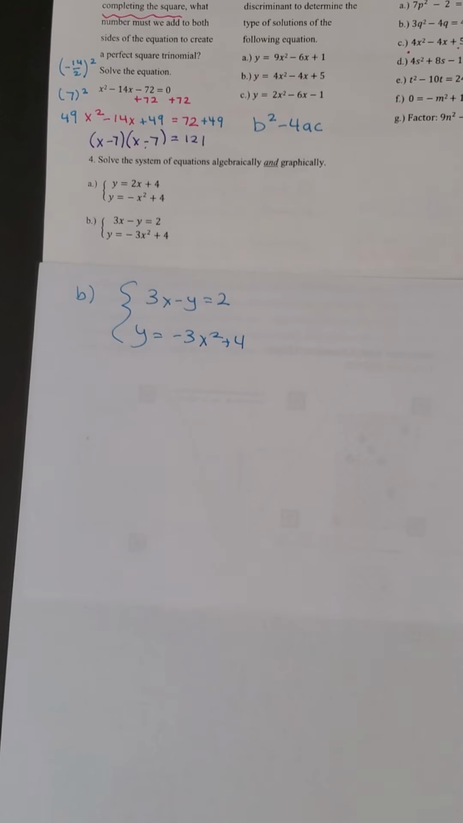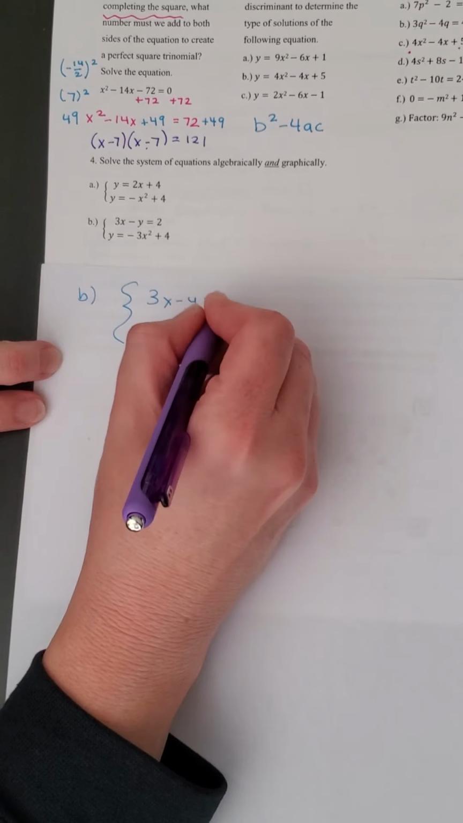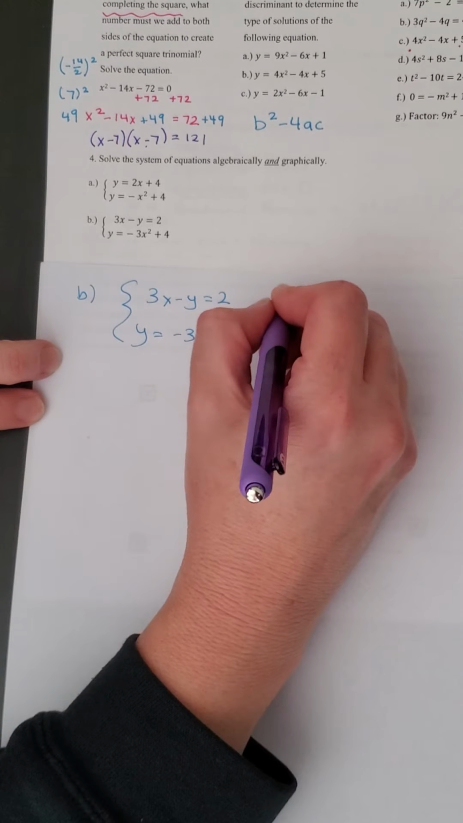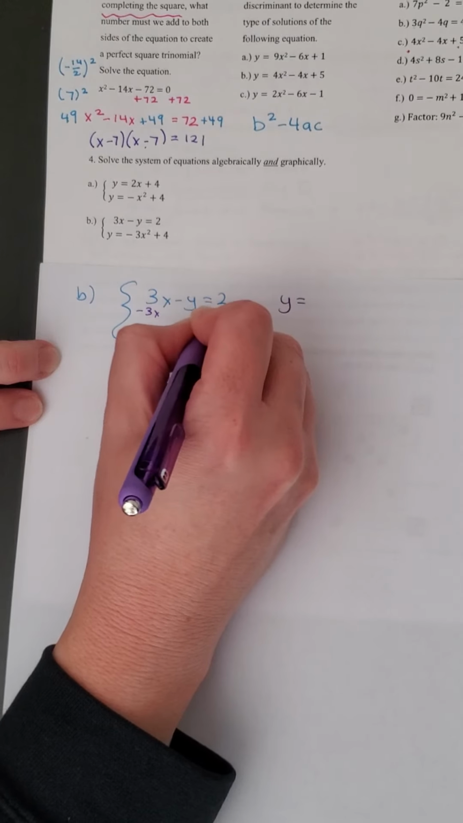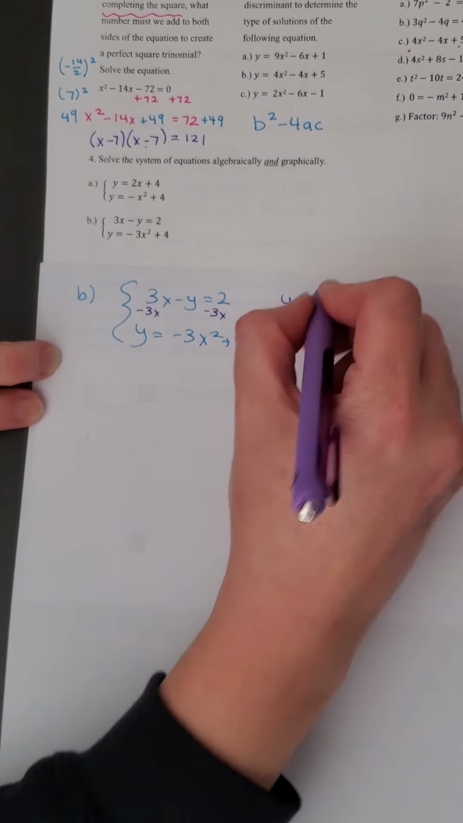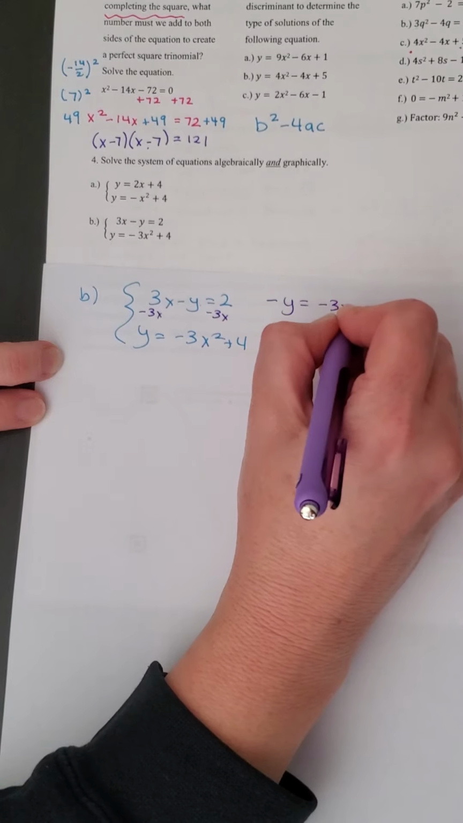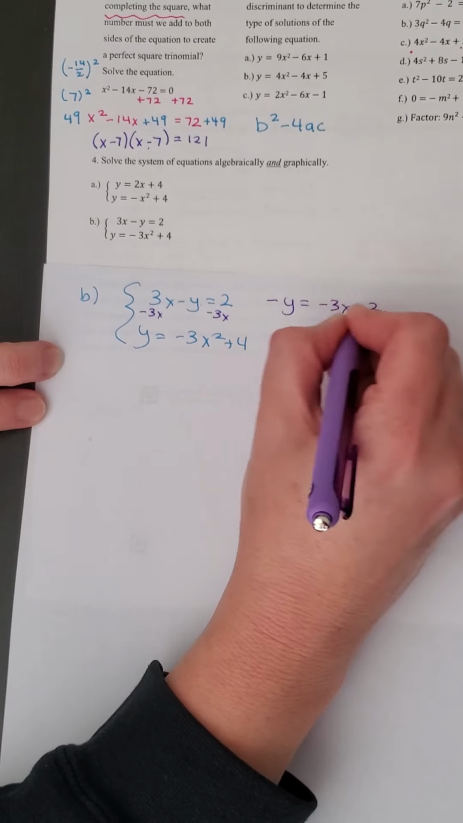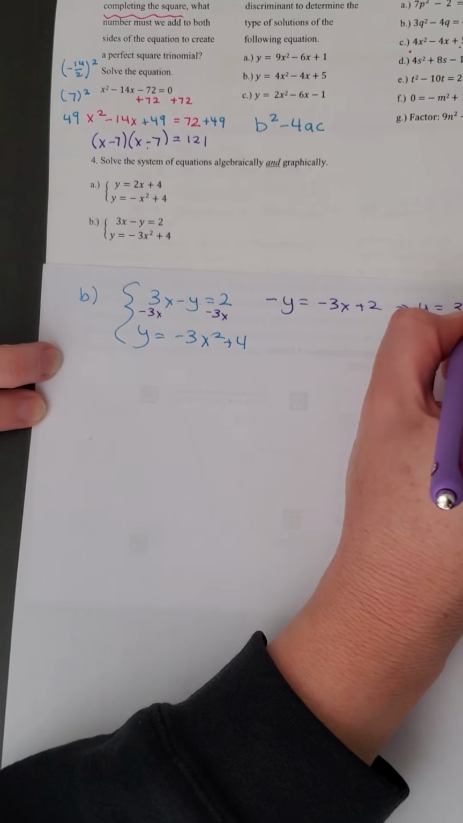All right, so this guy, we're going to need to move the 3x over because I need to get it in slope-intercept form. So I need to get y equals mx plus b. So I'm going to move the 3x. That would give me negative y equals negative 3x plus 2, and then divide everything by negative 1. That gives me y equals 3x minus 2.